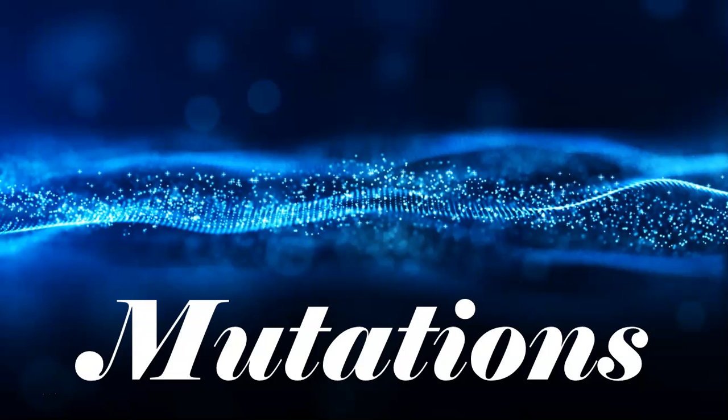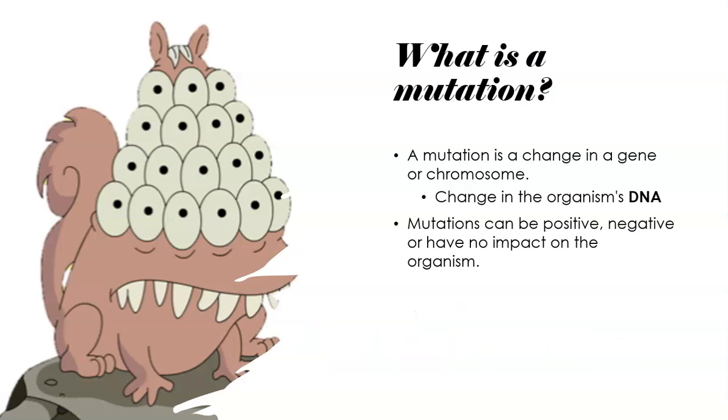To start off, we first have to know what a mutation is. A mutation is a change in a gene or chromosome. So basically, a mutation is a change in the organism's DNA. Remember that a chromosome is basically DNA wrapped around a protein, and a gene is a section of DNA. So if we change the section of the DNA, then that is a mutation. Or if we have more chromosomes or fewer chromosomes, that is a mutation.